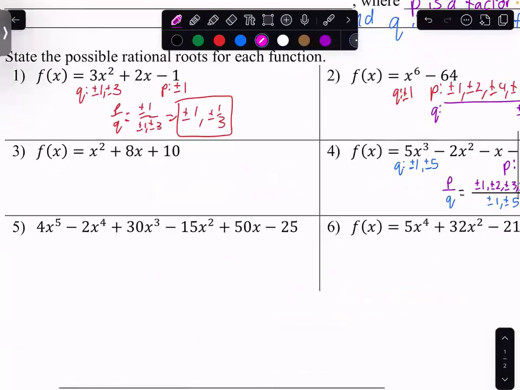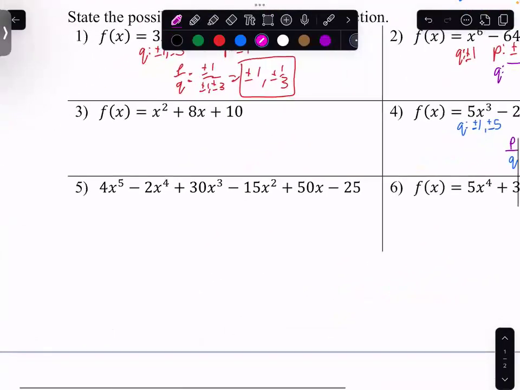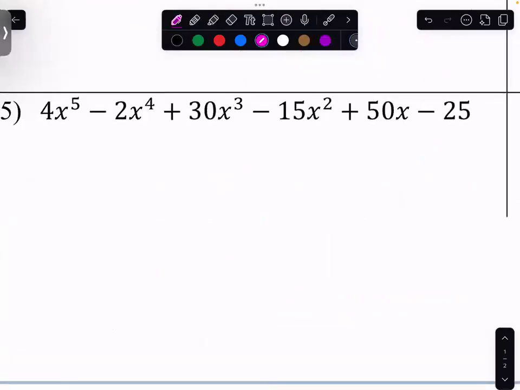Let me jump down and do one more with a fraction. Let me jump to problem 5. Again, you do want to make sure that terms are in decreasing order, just to make sure you correctly identify the leading coefficient.